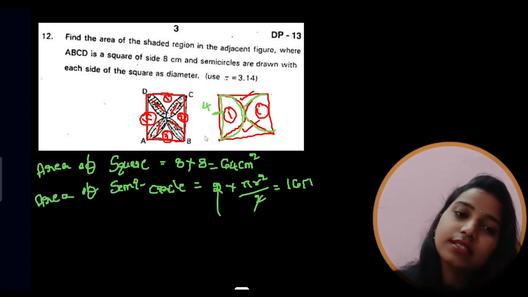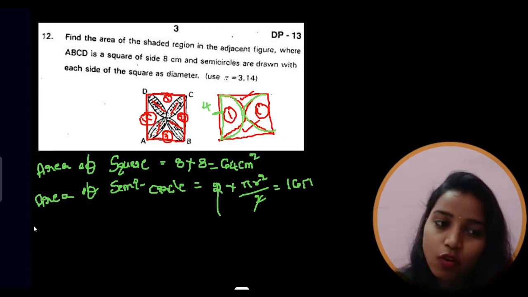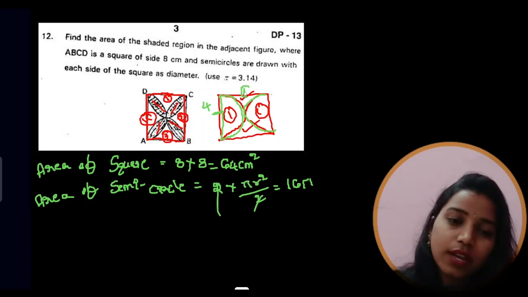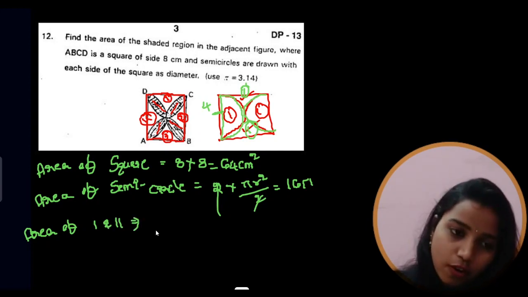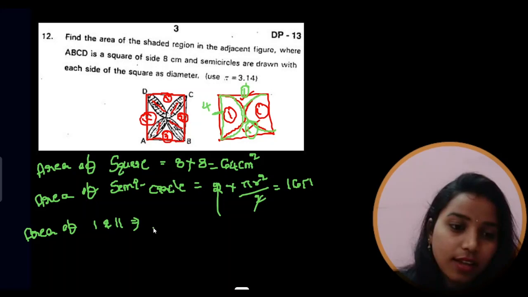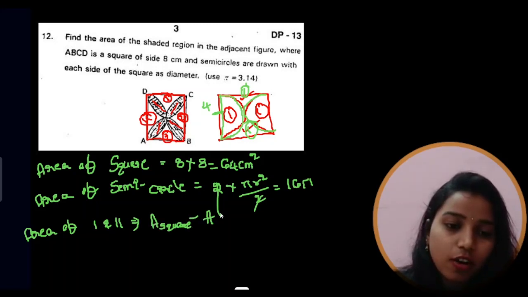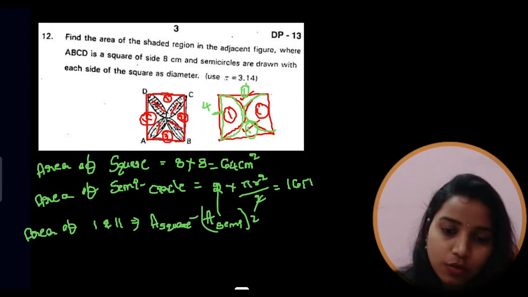If I remove this area of semicircles from the square, then what happens? The shaded regions, it is okay. Let's find, it is 1 and 2. Okay. Area of 1 and 2. Then what it is? Area of square. Okay. Area of square minus area of 2 semicircles.